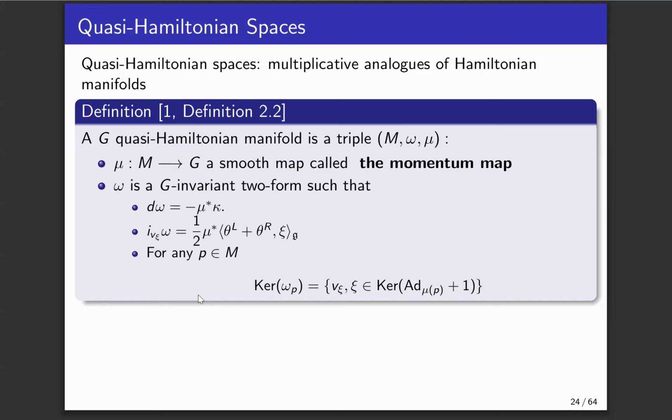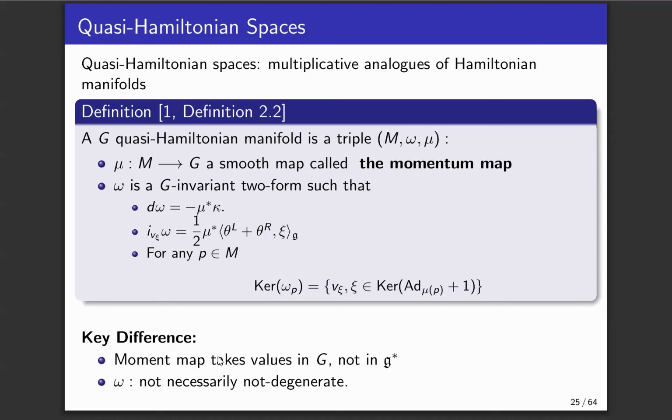And the third remark is that the momentum map in the Hamiltonian case has values in the dual of the Lie algebra, but in the quasi-Hamiltonian manifolds, the momentum map has values in the Lie group itself. It's already mentioned in this paragraph, a key difference: the momentum map takes values in G, not in the dual of the Lie algebra, and omega, the two-form that we defined on the manifold M, is not necessarily non-degenerate. Okay, so this is the formal definition of quasi-Hamiltonian spaces.